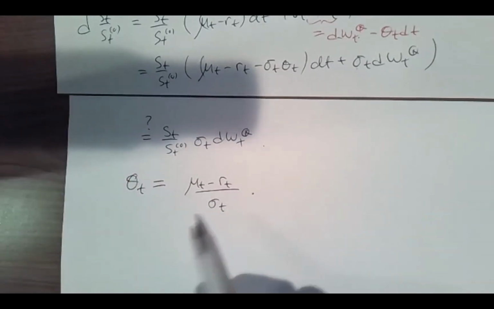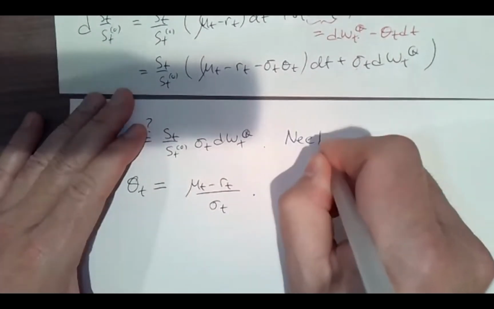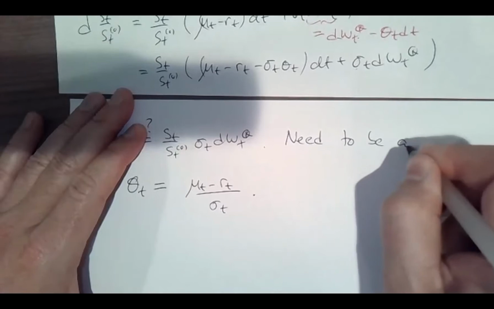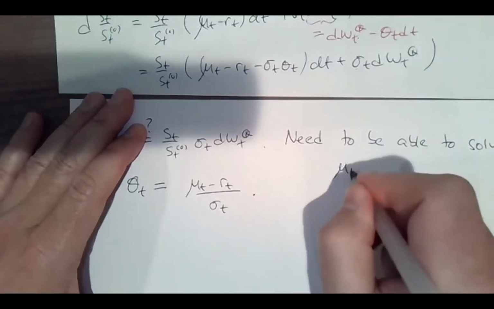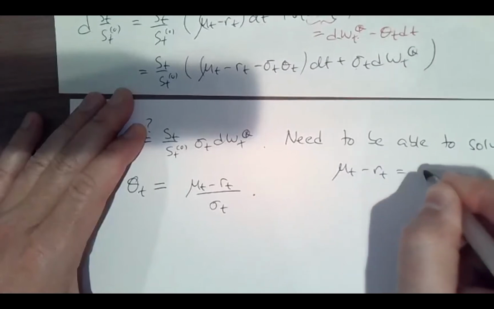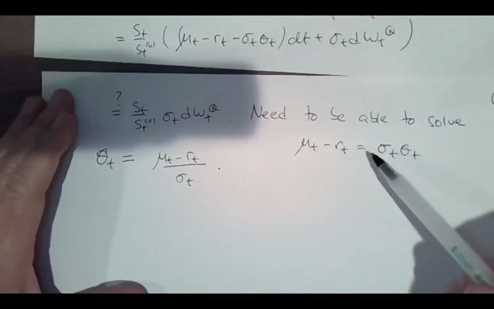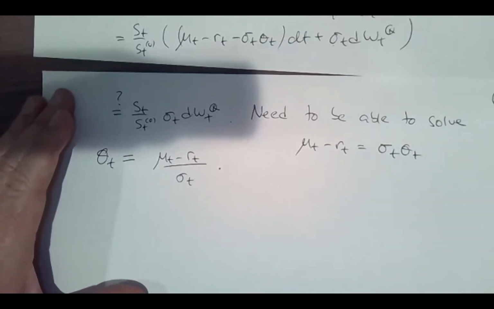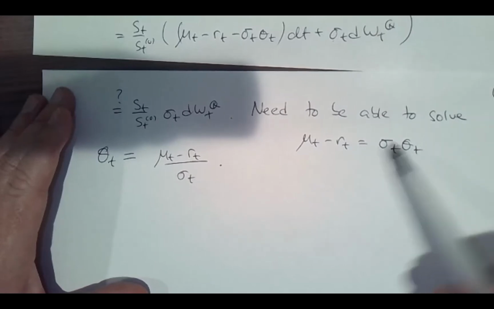Right. So if I can solve this equation, we need to be able to solve mu t minus RT equals sigma theta. If I can solve this equation, the model has no arbitrage. So you can see sigma here cannot be 0. It just won't work.